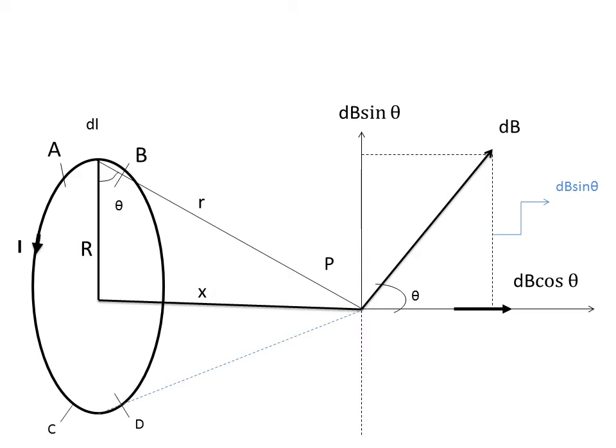We are going to consider a similar element opposite to AB. It is CD. The direction of the magnetic field due to CD is like this. As in the above case, we can resolve dB along the x and y axes. On the y-axis, towards the negative direction, we have dB sin theta, and in the x direction we have dB cos theta.